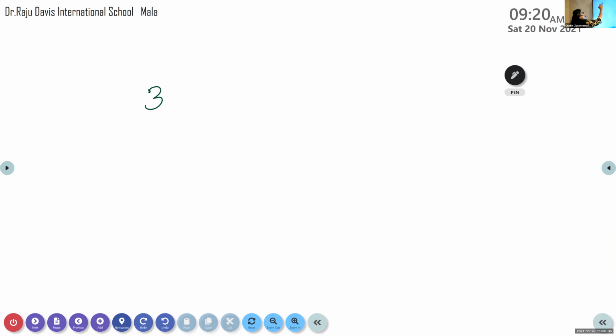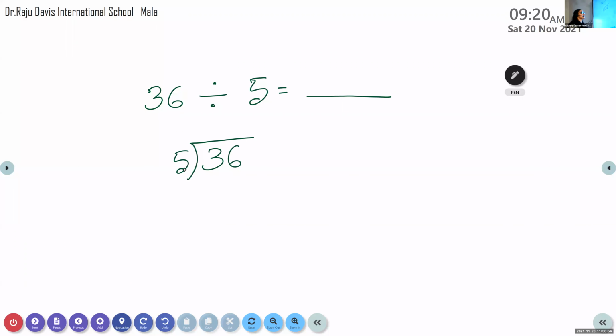Ma'am, if the dividend is smaller, we have to put 0 on top. Yes. See, 36 divided by 5. The first thing you have to check is whether the dividend is greater than the divisor or not. Here, 3 is lesser than divisor 5, isn't it? So directly you have to put a 0 over there. Now take two numbers together.